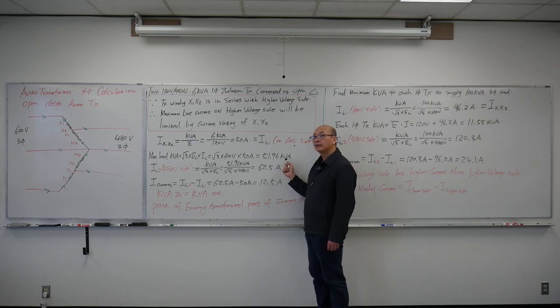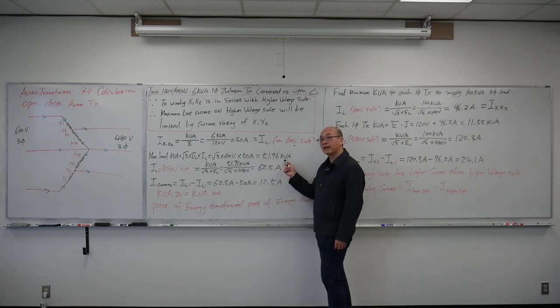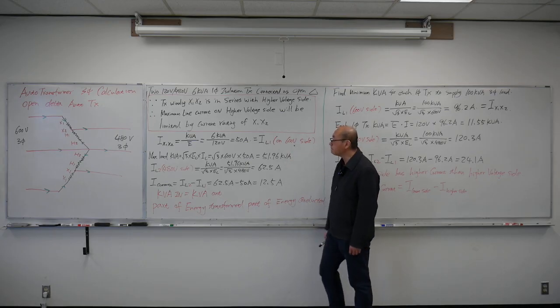So that will be the maximum kVA this auto transformer can handle. If I overload this one, the high voltage side will have a current of more than 50 amps, and I'm going to burn out the transformer winding X1, X2. So that's the maximum kVA of the load this transformer bank can supply.